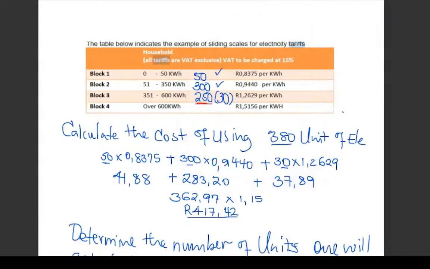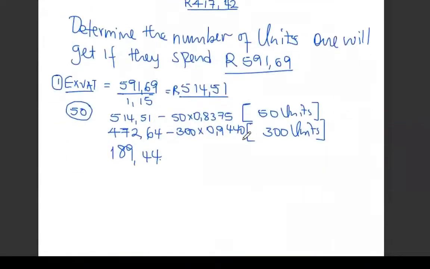These are the number of units. I need to know how much they will cost. So if I use a full block, which is 250 times 1,2629, I need to pay how much? 315. But here, this is less than 315. So simply meaning they use block 1, the 50 units, they use block number 2 fully.